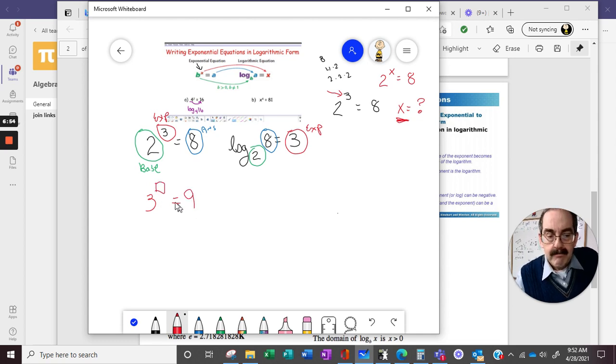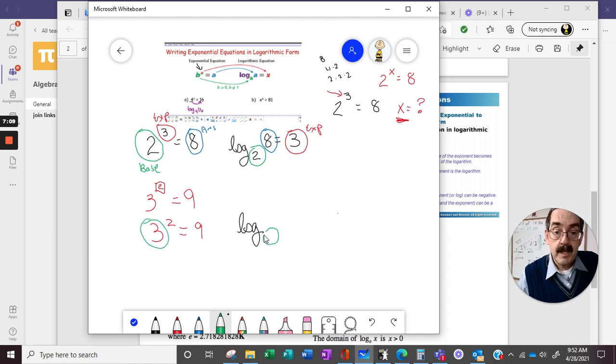3 to what power? 2. 3 to the 2 power. 3 squared is 9. Now let's rewrite that. Log base 3 of 9 is equal to the exponent.